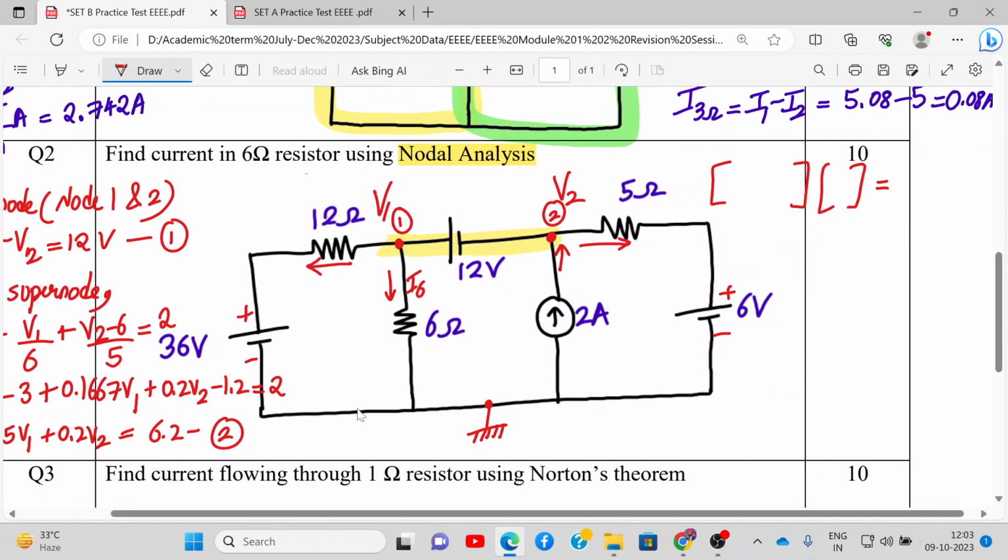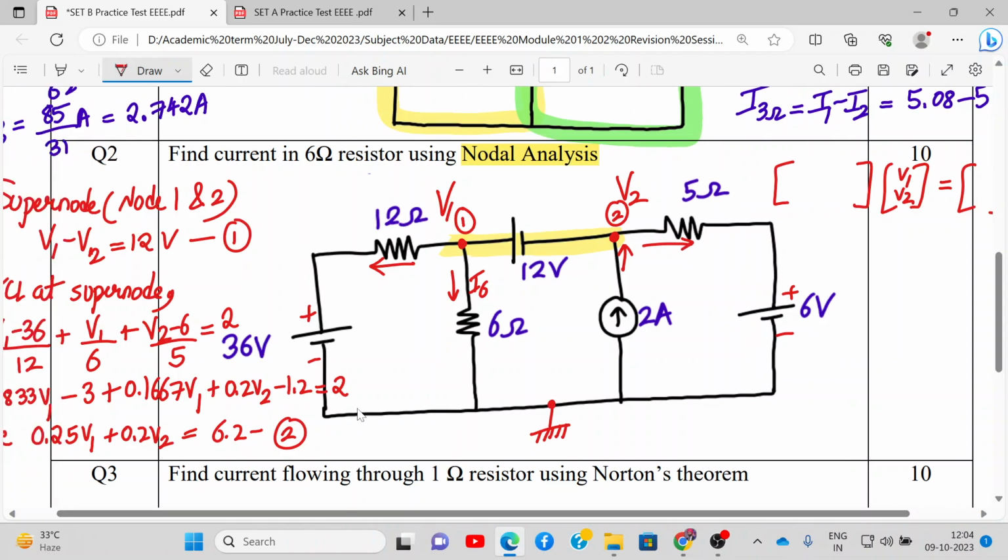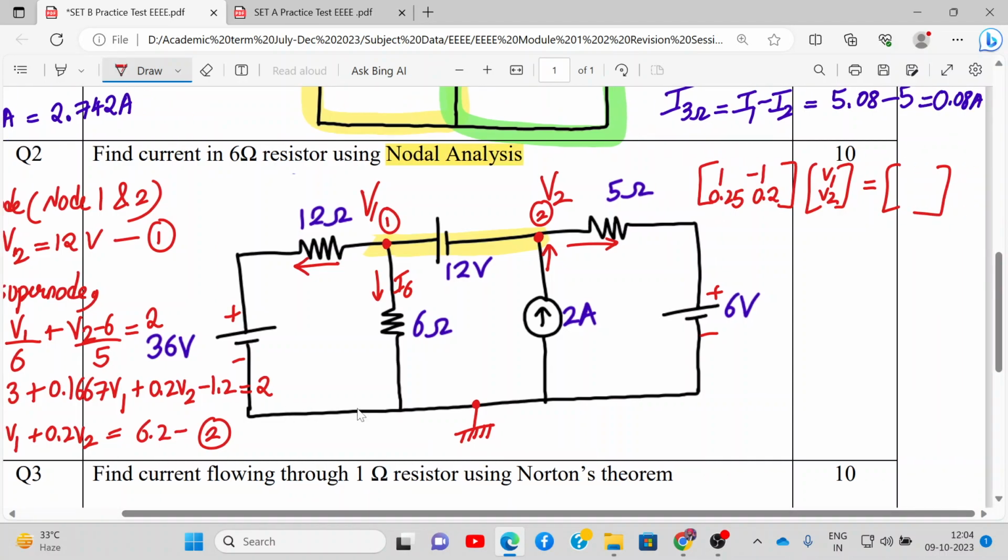Okay. So here we have V1 and V2. Here we write the coefficient of V1 and V2. So this will be 1, minus 1. This will be 0.25. This will be 0.2. And the right hand side this will be 12. And this will be 6.2. Alright. So solve this simultaneously using your calculators.